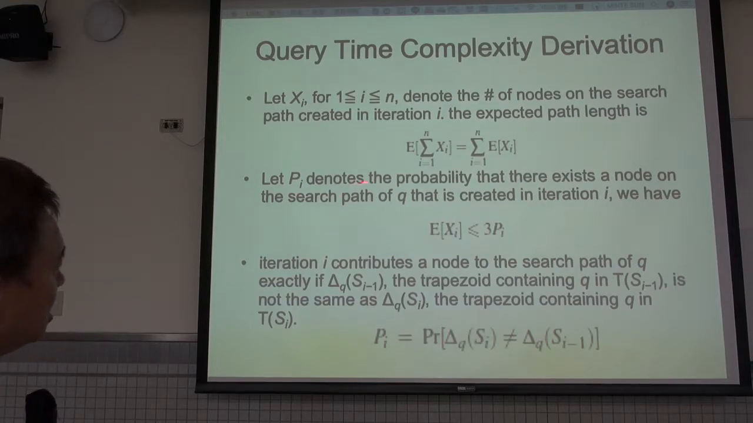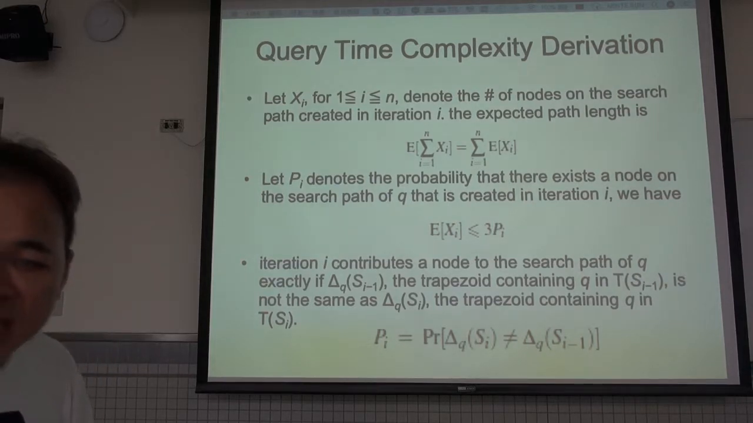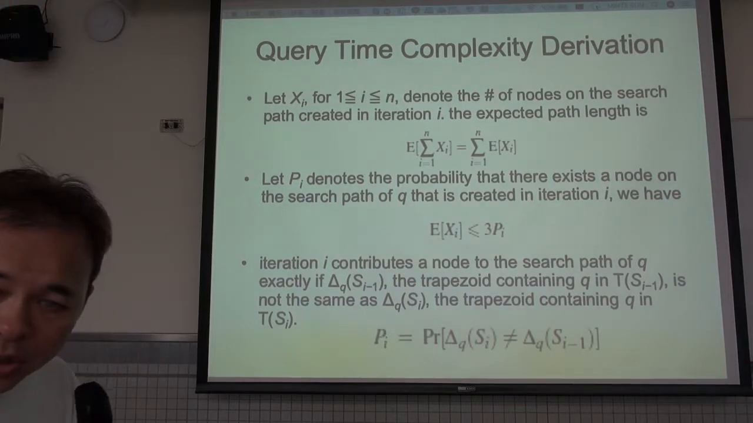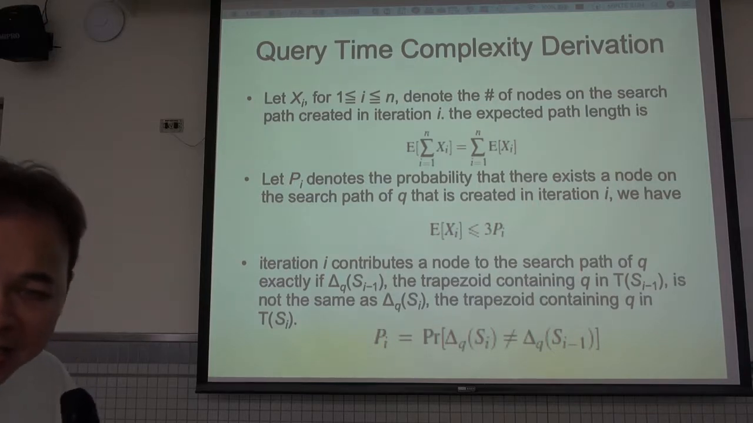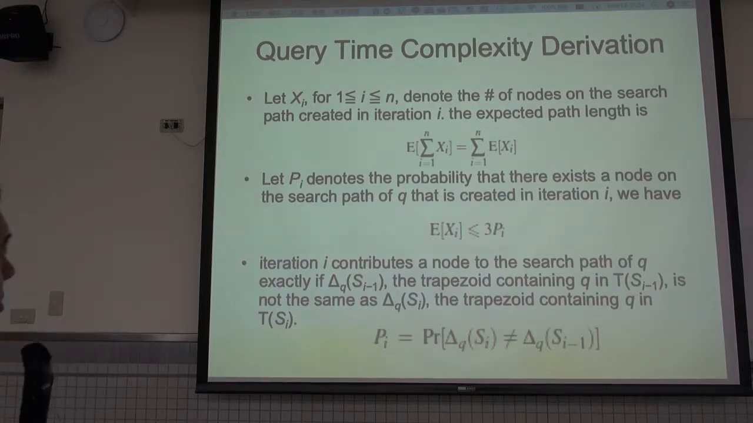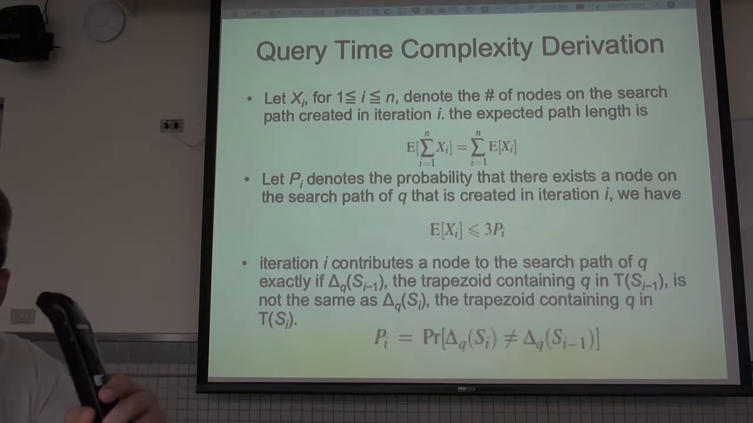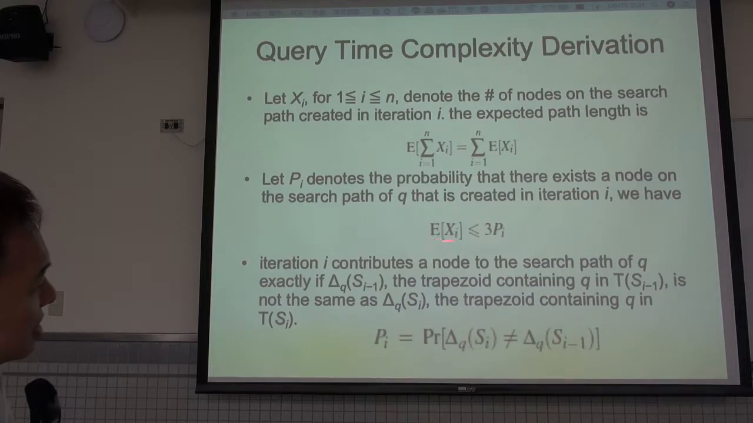So pi denotes the probability that there exists a node on the search path of Q that is created in iteration i. Then we have this one, which is smaller or equal to 3 times pi, right? If iteration i does affect the search path, say that is the probability pi, then it increases the search path by at most 3. So 3 times pi will be this one.